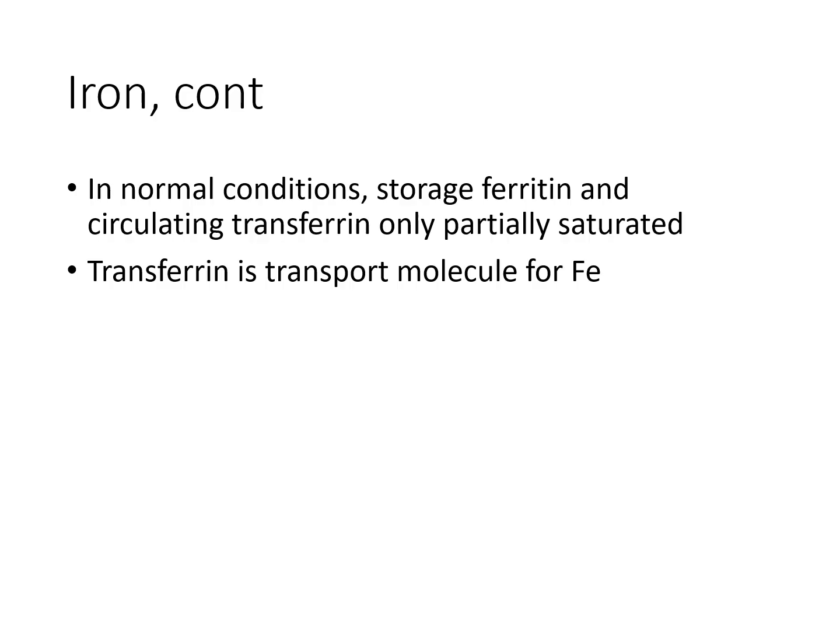For normal saturation levels of iron, under normal physiological conditions, both storage ferritin and circulating transferrin are only partially saturated with iron. Transferrin, that is the primary transport protein for iron in the bloodstream. It binds iron and delivers it to various tissues, including the bone marrow, for red blood cell production.